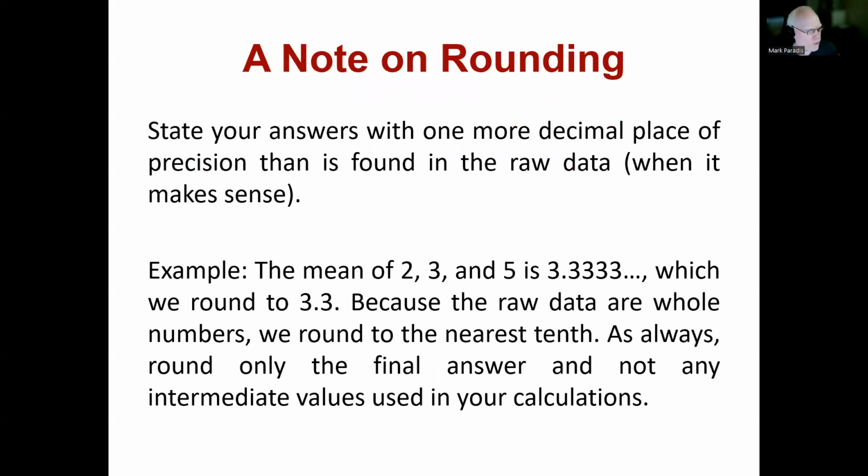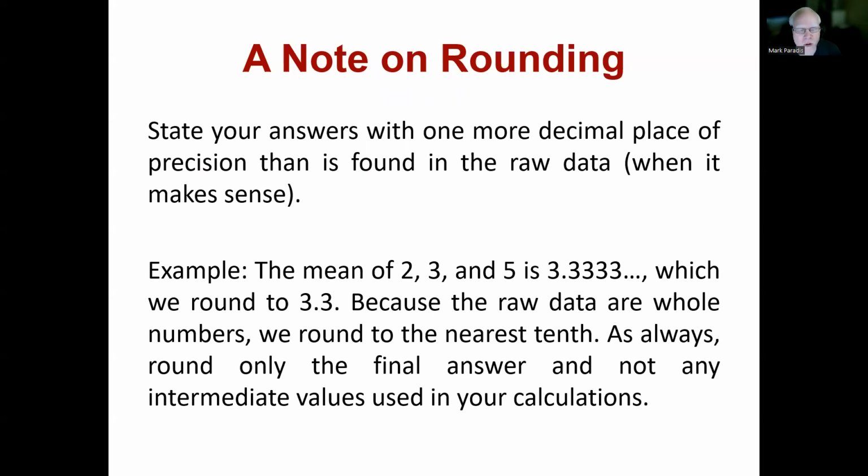All right, since this is one of the first times that we're dealing directly with statistics, just a couple more housekeeping notes in terms of how to deal with numbers. First, a note on rounding. When you're doing calculations, how should you be rounding? State your answers with one more decimal place of precision than is found in the raw data, only when it makes sense. For example, if we're taking the mean of 2, 3, and 5, that, if we put it into a calculator, is 3.33 repeated indefinitely.